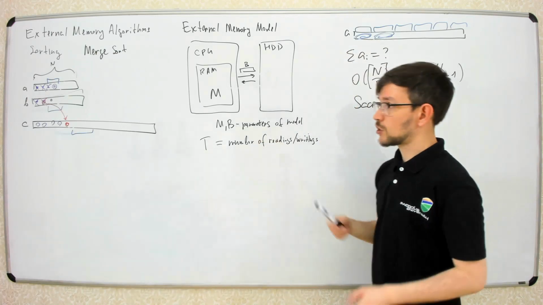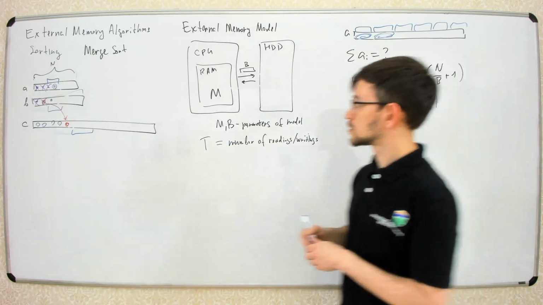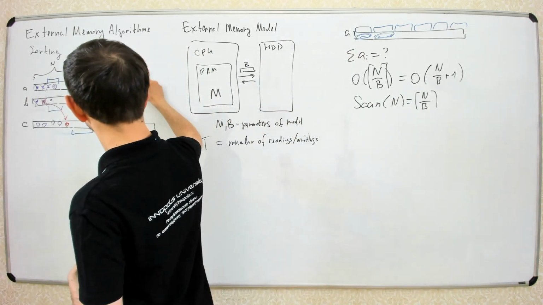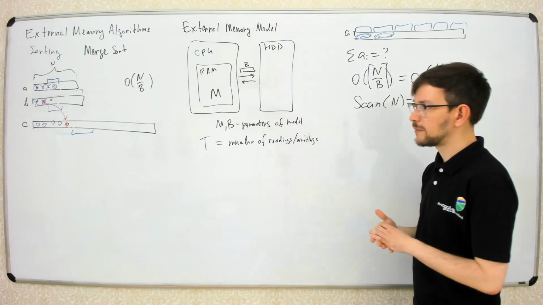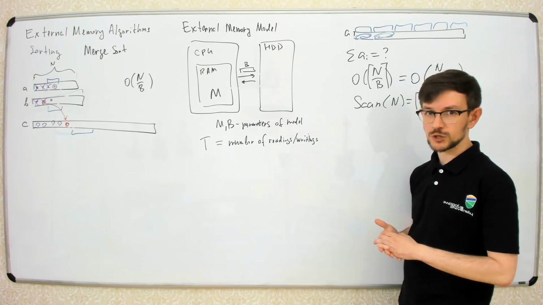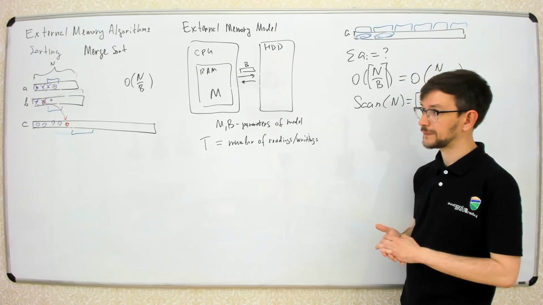Again, the time complexity of this algorithm will again be N over B. So in N over B time, we will be able to make this merge of two arrays. Right?